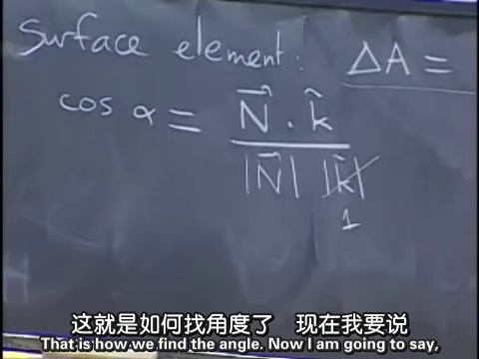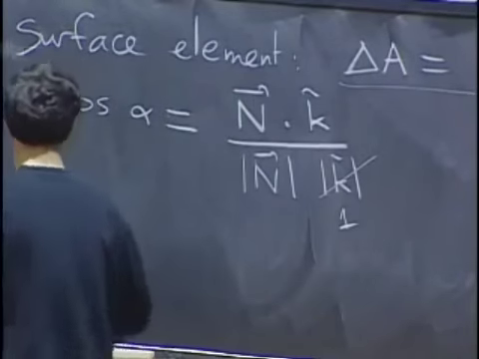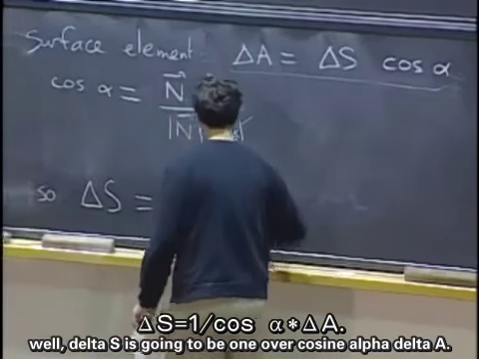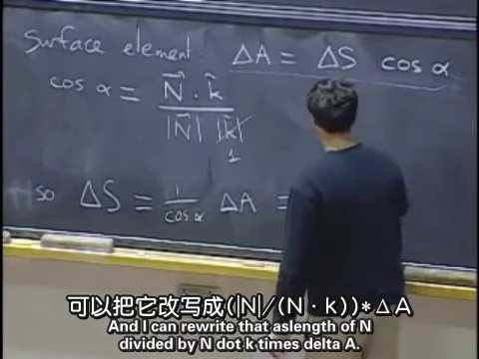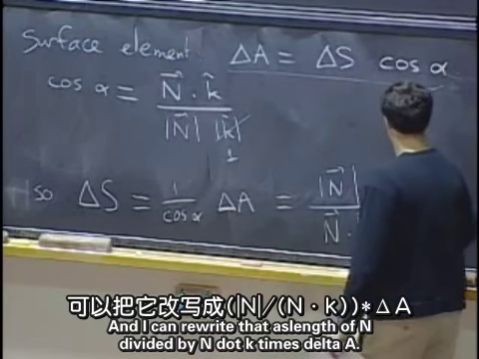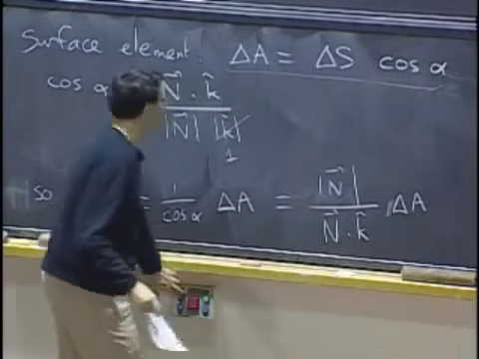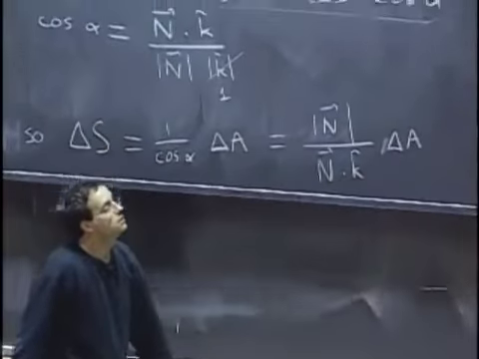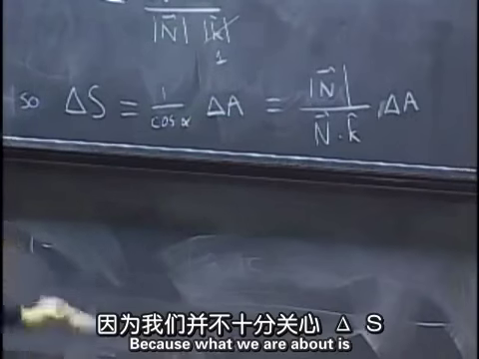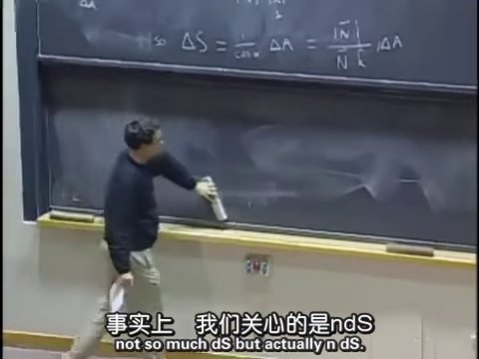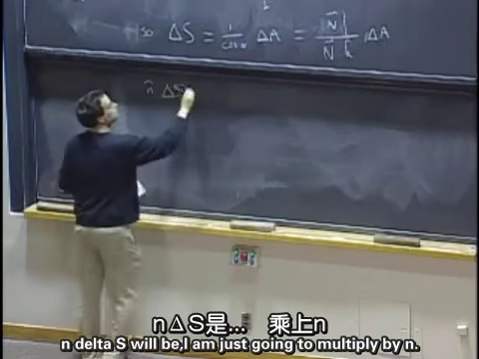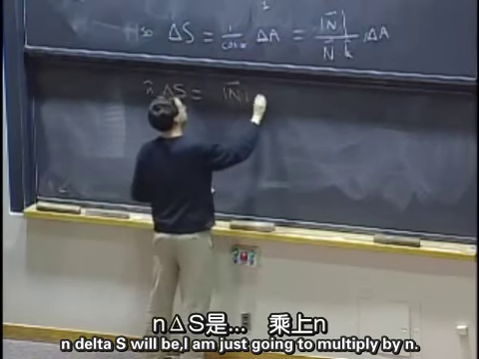So now I'm going to say, delta S is going to be 1 over cosine alpha delta A, and I can rewrite that as length of n divided by n dot k times delta A. Now let's multiply that by the unit normal vector, because what we care about is not so much dS, but actually n dS.